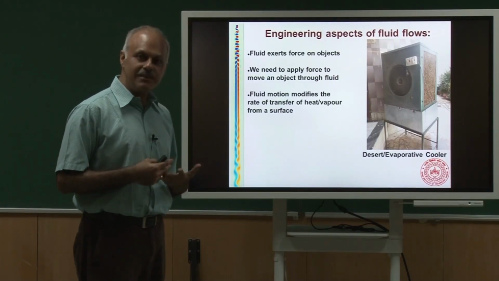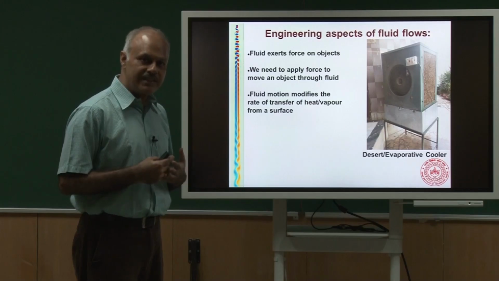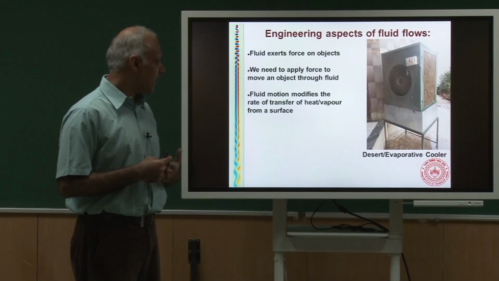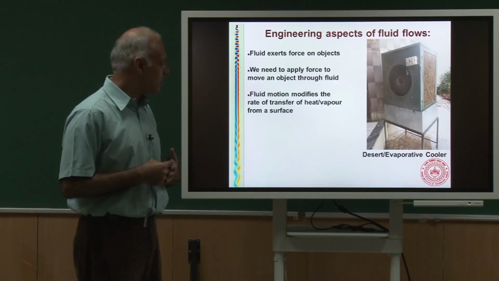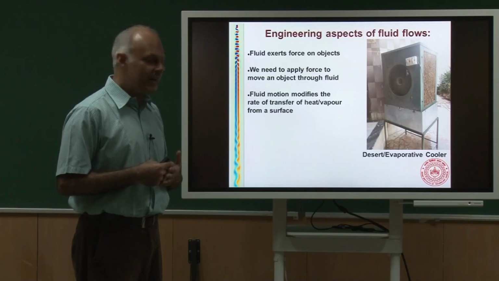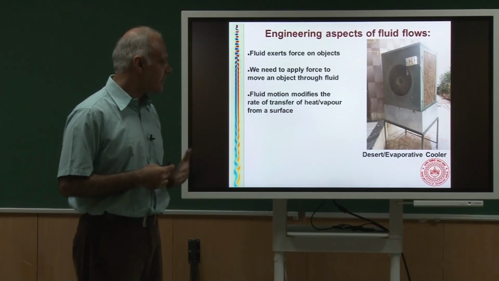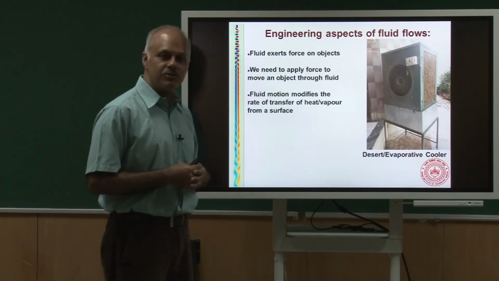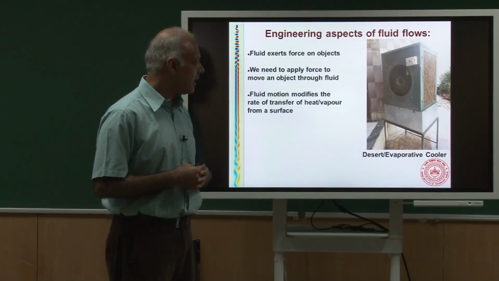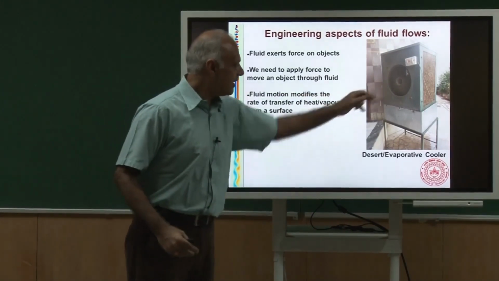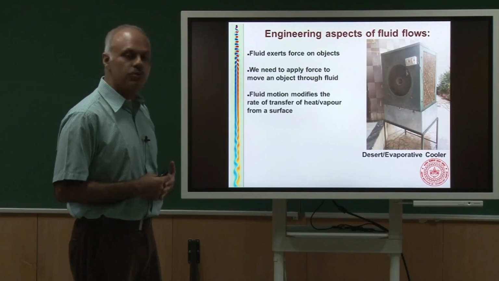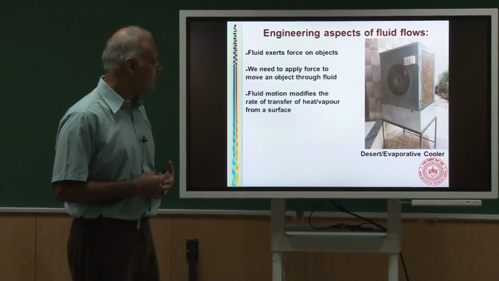So, you would like to estimate as an engineer what kind of energy you need to put into the object. And then the other aspect is the modification of the fluid flow with respect to heat and vapor transfer. As an example, you can see the desert cooler or the evaporative cooler, which I am sure many of you have used in the summer time, where there is a fan and you would like to absorb the humidity of the air to cool the temperature of the hot air.